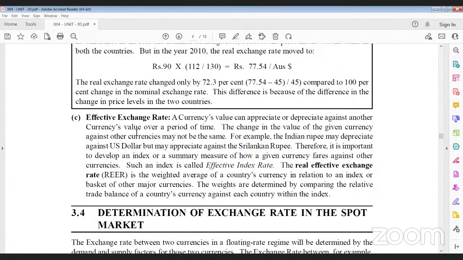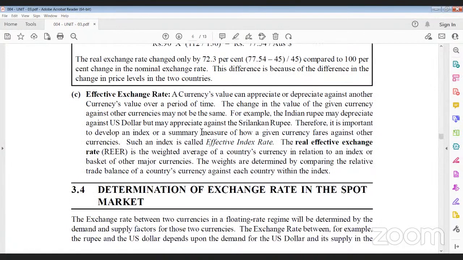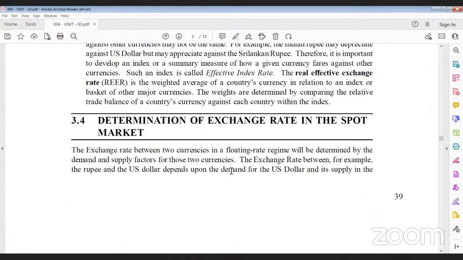Okay, then we have effective exchange rate. Now, what is effective exchange rate? That is REER. It is a weighted average of a country's currency. It is all about a weight which is assigned to the country's currency in relation to an index or basket of other major currencies of that country. These weights usually are determined by comparing the relative trade balance of the country's currency against each country within the index.